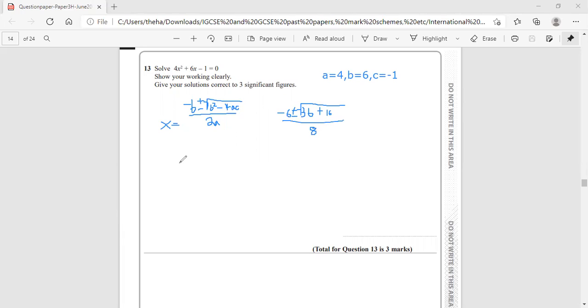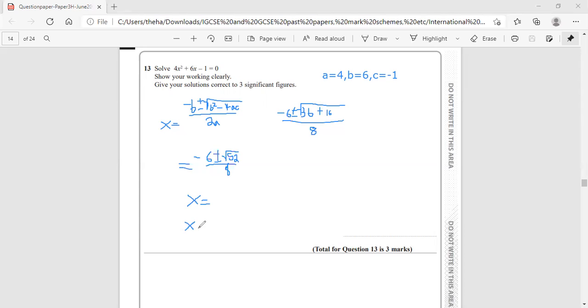So simplifying that, we'll get minus 6 plus or minus the square root of 36 plus 16. Add those two together underneath, which will give you 52, and then you divide that by 8. Then put this into your calculator, once with the plus and once with the minus on the top, and you'll get two values, x equals and x equals.